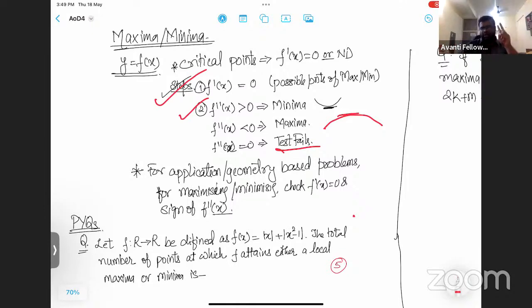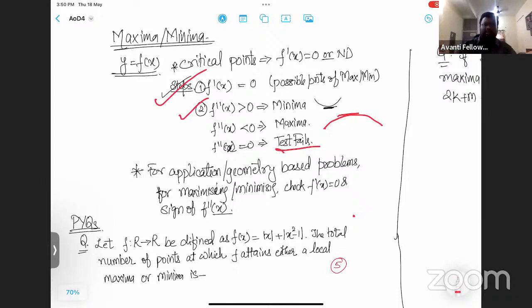So two things we need to do. Step 1, find the first derivative and equate it to 0. Whatever possible values of x you get are the possible points of maxima or minima. We don't know as of now whether that will be maxima or minima. To check, we find the double derivative. If f double dash x is greater than 0, that x value is the point of minima. If it is less than 0, that point is the point of maxima. If it is equal to 0, we cannot say. The test fails. Clear?